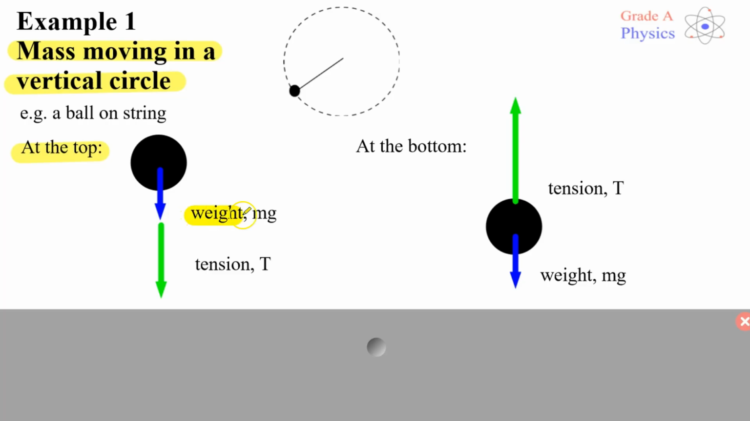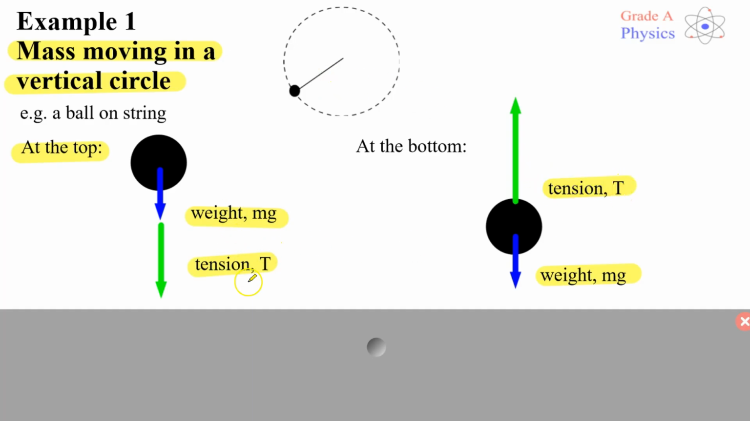We always have the weight acting downwards, mg, and we also have the tension in the rope. When it's at its highest point, the tension is pulling it down towards the centre. And at the bottom, slight variation: the weight still acts downwards, but the tension is once again acting towards the centre, and that should make sense. The tension on the string is always pulling it towards the centre.